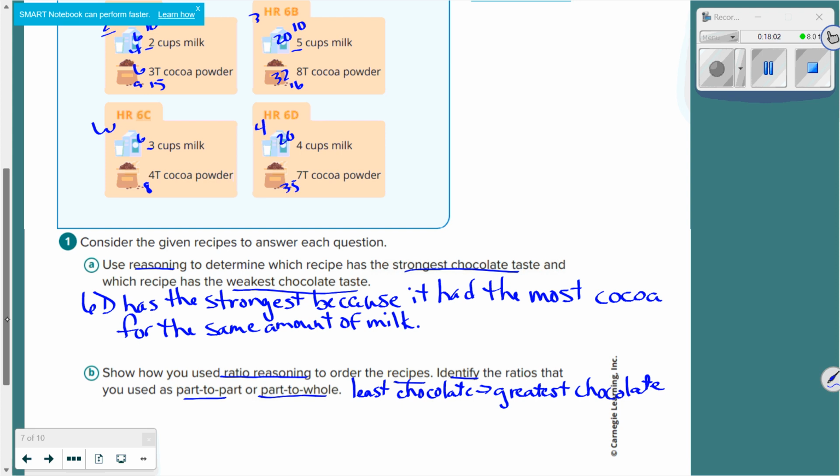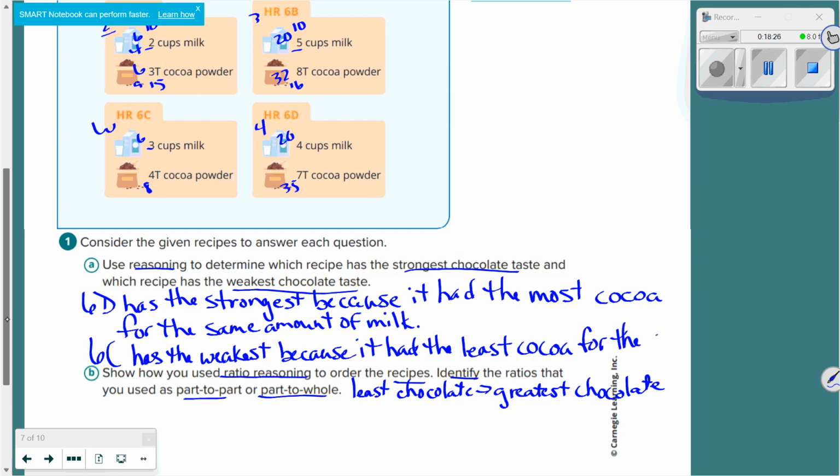And the weakest one was 6C, because it has the least cocoa for the same milk. So in order, it would have gone 6C, then 6A, then 6B, then 6D. Everybody understand that process? Is it making sense for you? Okay. Yep. All we're doing is making equivalent fractions to compare them.